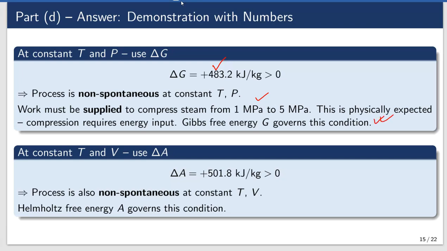Now, a process is also non-spontaneous at constant temperature and volume, so Helmholtz free energy A governs this condition. So if the condition is constant temperature and pressure, we take del G, and if temperature and volume are constant, we use del A. Based on that we can easily tell.